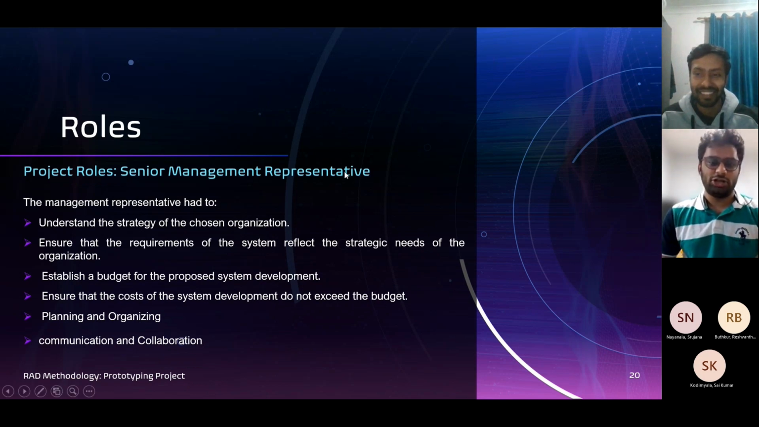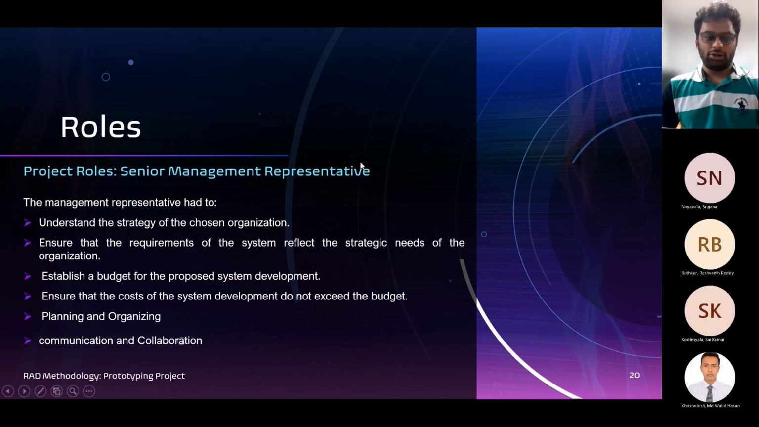So now coming to the senior management representative, my role is to understand the strategy of the chosen organization. So what the requirement is and what we are going to do in a detailed manner, and also ensure that the requirements of the system reflect the strategic needs of the organization, and also establish the budget. So it should not cost more, and we should complete the project within the deadline, and we should not exceed the budget of the given proposal.